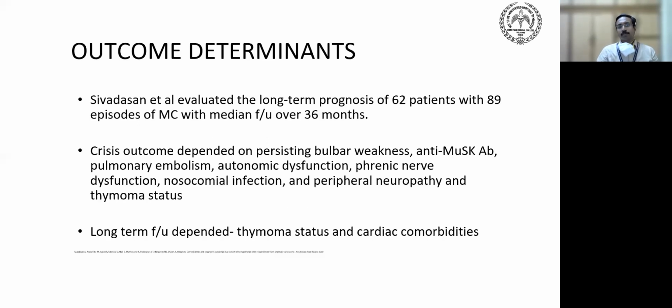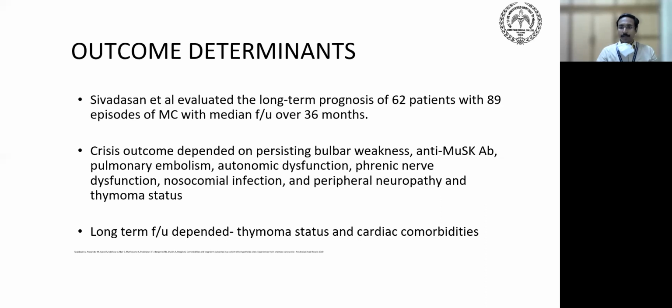So we have a large retrospective cohort from our institute by Ajit sir, who looked at around 62 patients who had 89 episodes of myasthenic crisis and were followed up subsequently for nearly 1.5 years. The immediate crisis outcome depended on whether they had persisting bulbar weakness at discharge, whether the phenotype was a MuSK antibody phenotype, whether they had concomitant medical problems, and whether they had phrenic nerve dysfunction at discharge. Did they require BiPAP at discharge? Long-term ventilation, not just the myasthenia, they also have critical illness neuropathy, myopathy, requirement of BiPAP, and all those things made a difference in the immediate outcome post-discharge from the ward. And long-term follow-up depended on the thymoma status and cardiac comorbidities.